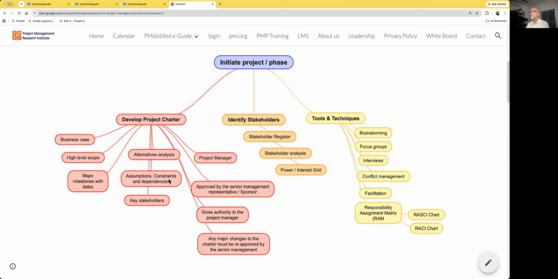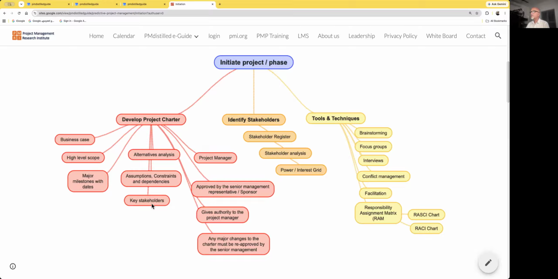Then the constraints. When we say constraints, the time, cost, and scope, primarily, we call it the triple constraints. The project must be completed by so and so date. The project must be completed within this much budget, and this is the scope that must be met, because anyway the high level scope is defined within the charter.